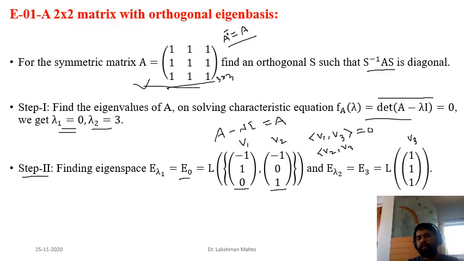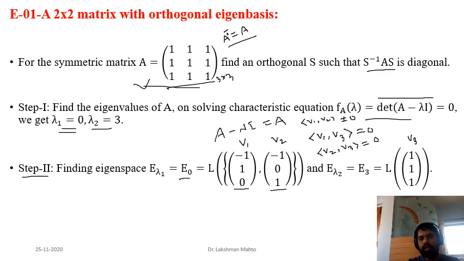Similarly, the dot product between V2 and V3 would also be 0. But if I ask what is the dot product between V1 and V2, it may not be 0. Why? Because V1 and V2 are associated with the same eigenvalue. That's why we can't say that the dot product between V1 and V2 is 0. In short, it may not be 0 because V1 and V2 both are associated with the same eigenvalue.